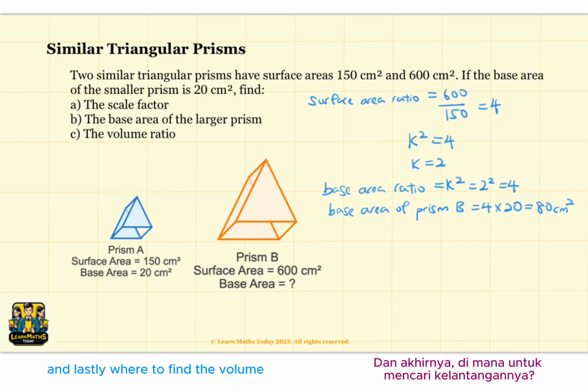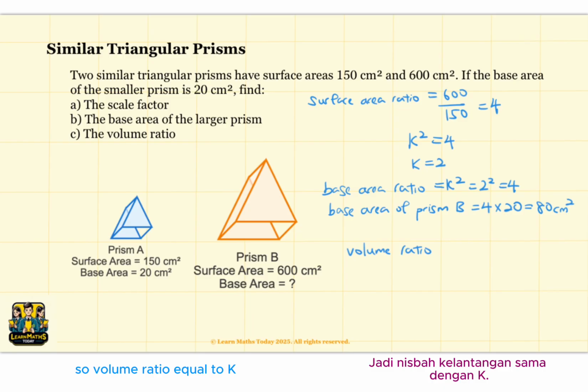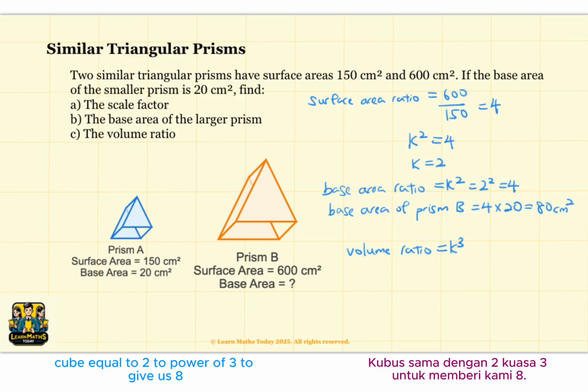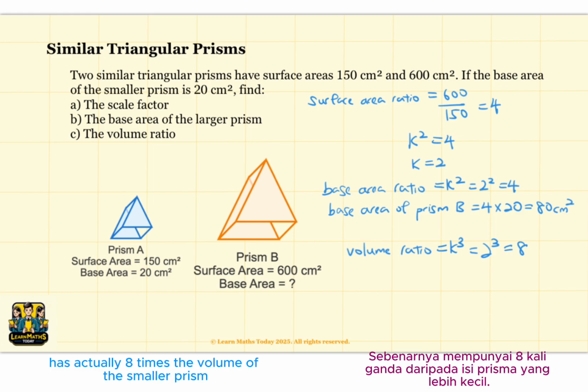And lastly, we have to find the volume ratio. The volume is a 3D measurement. So the volume ratio is equal to k cubed, which equals 2 to the power of 3 to give us 8. That means the larger prism actually has 8 times the volume of the smaller prism.